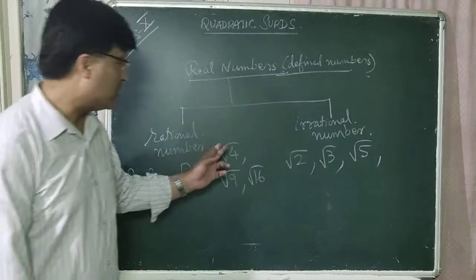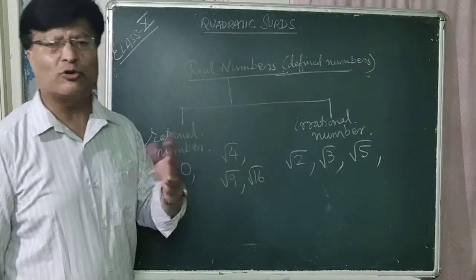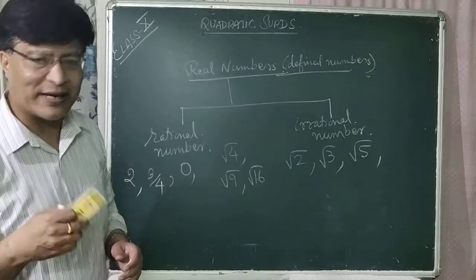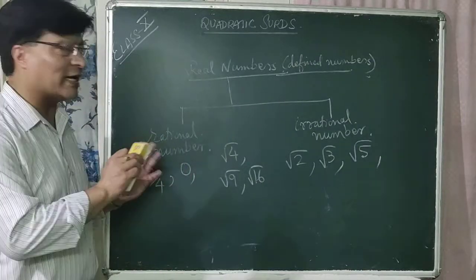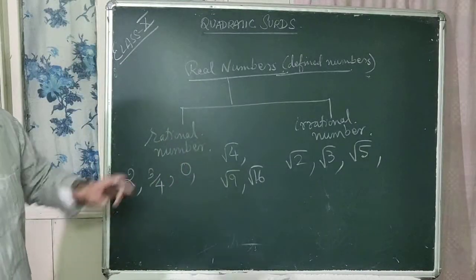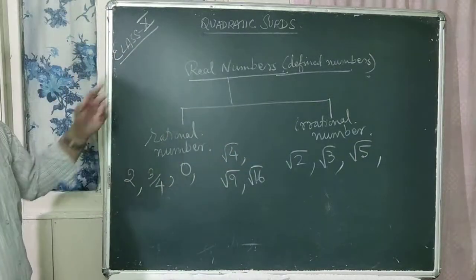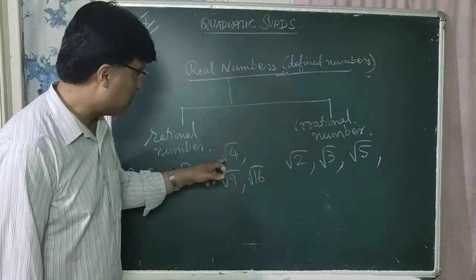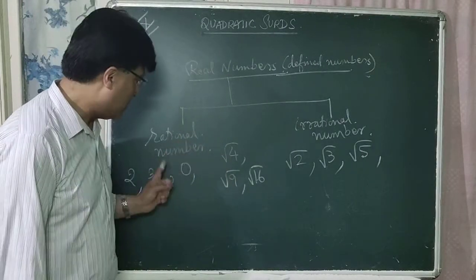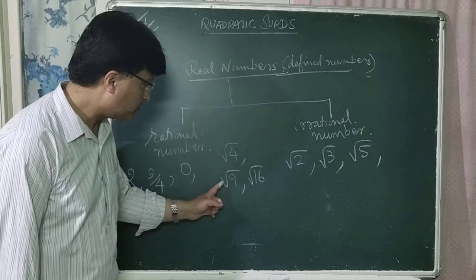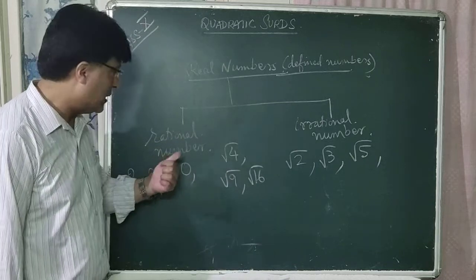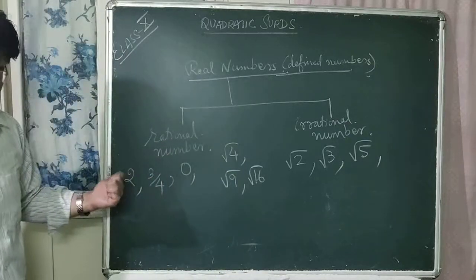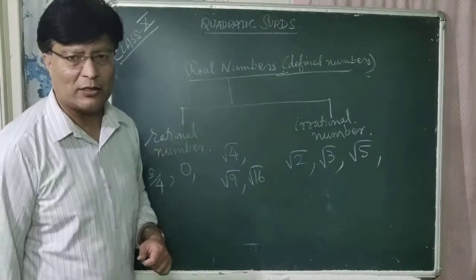Is that clear? That is root over 4, root over 9, root over 16, root over 81, root over 25, root over 196. All these are not irrational numbers. So these come under rational numbers because they have exact square roots. For example, root over 4 is 2, it comes under rational number. Root over 9 is 3, it comes under rational number. Root over 16, its exact square root is 4. This comes under rational number.